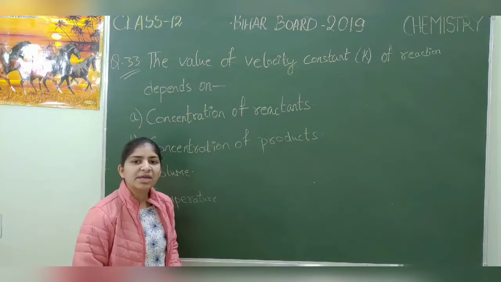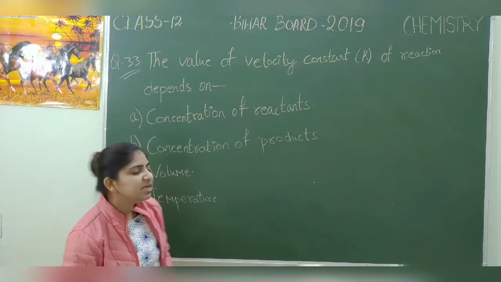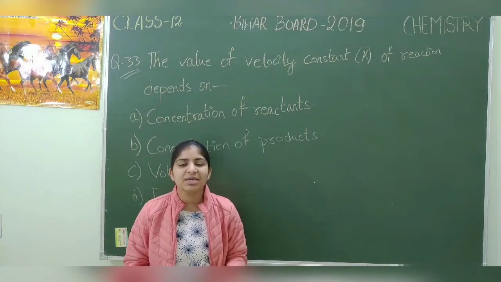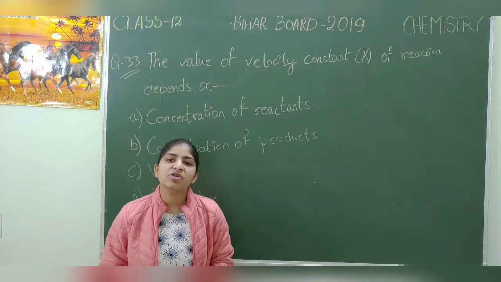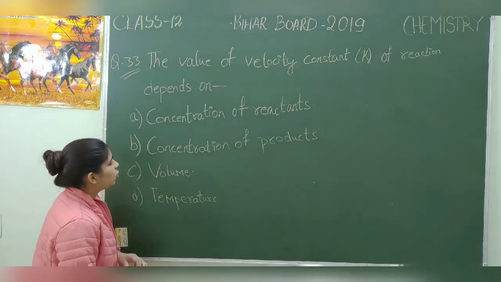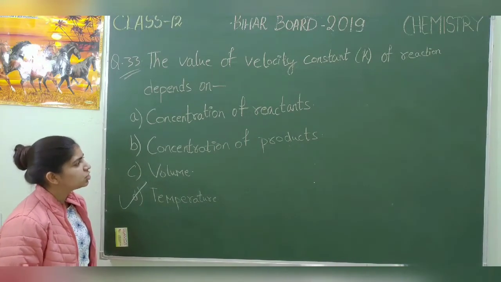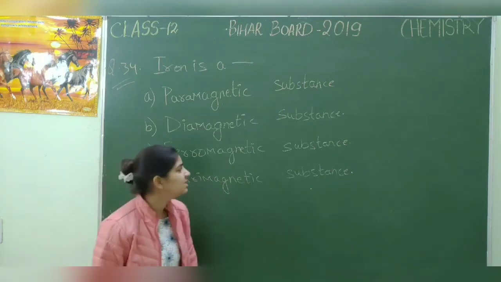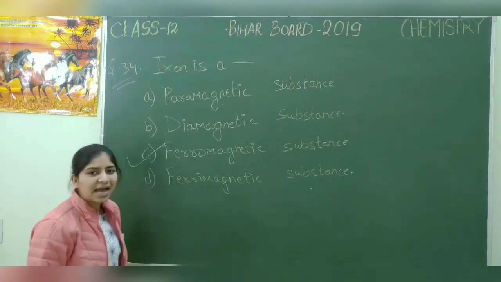Now come to the next question: the value of the velocity constant of a reaction depends on, as we know, the nature of the reactants, temperature and the presence of a catalyst, but it does not depend on the concentration of the substance. So we can say that option D is our answer. Okay, now you can take a screenshot. Next question: iron is a, as we know, ferromagnetic substance, so we can say that option C is our correct answer. Now you can take a screenshot.